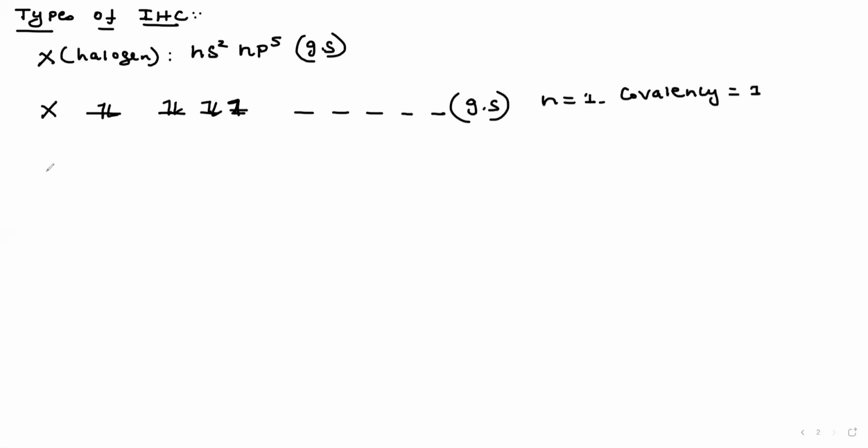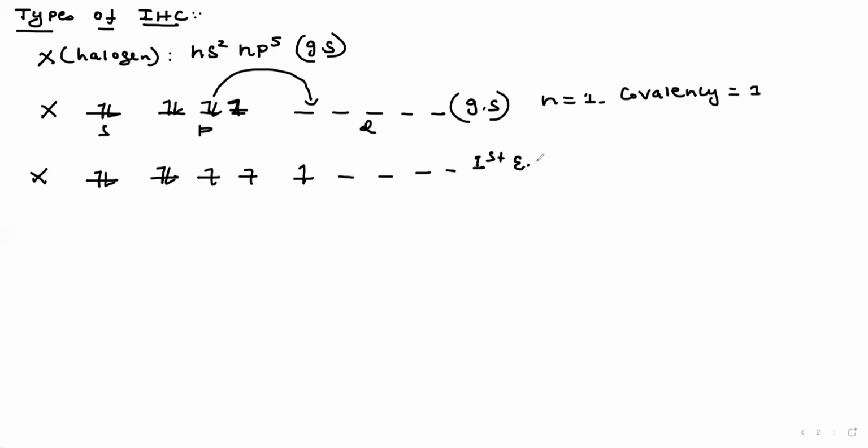Okay. Now go for the first excited state. What is the first excited state? This electron goes to the d orbital, right? Therefore, here 2 electrons, here 1 electron, here 1 electron, here 1 electron, in the s orbital, p orbital and d orbital. How many unpaired are there? 3 unpaired, right? Therefore, this is the first excited state. n is equal to 3. The covalency is also 3.